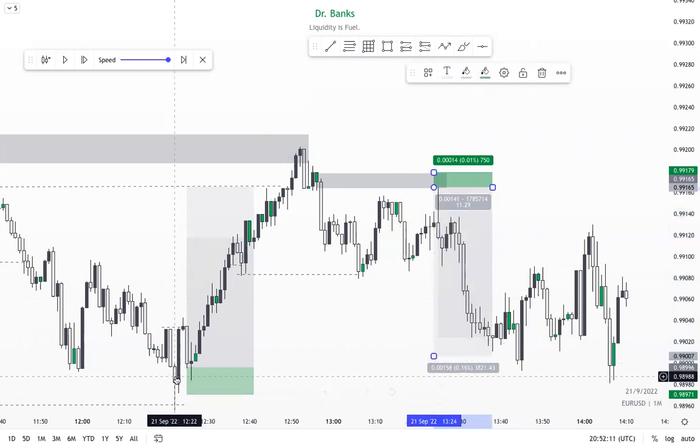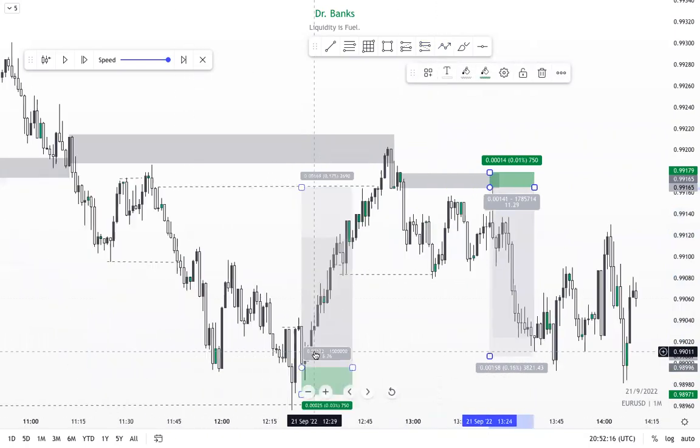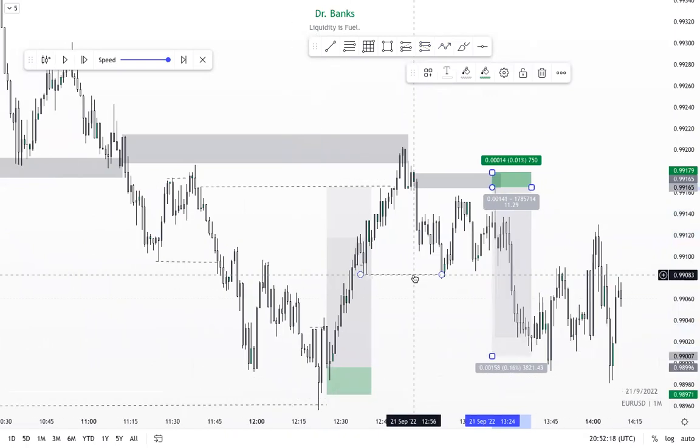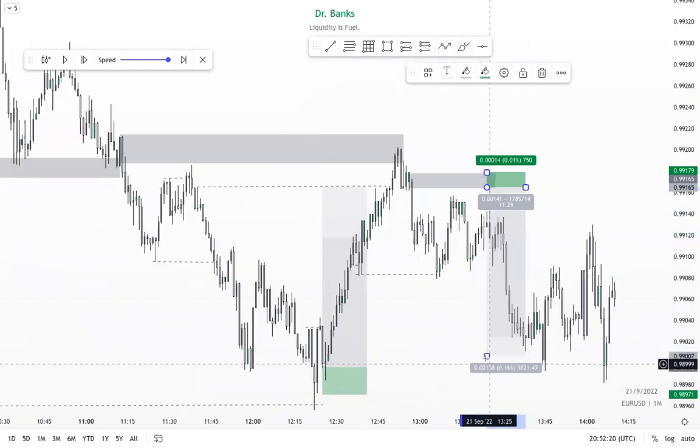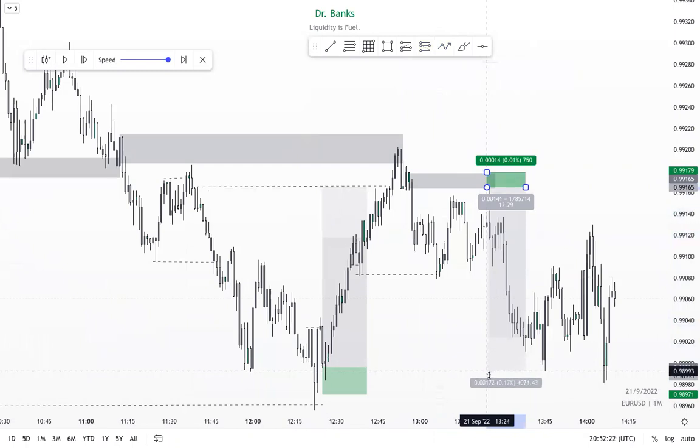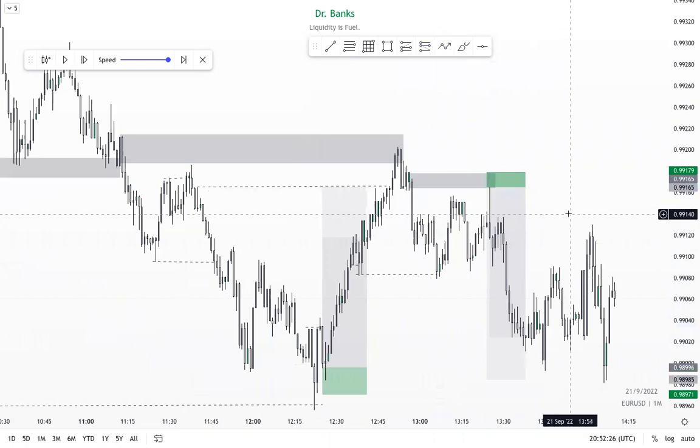Where will be my target? My target will be to take out this external liquidity. Even if I now expect these lows to be cleared totally, my first target will be looking at this external liquidity to be taken out. And that was a 12-arrow.